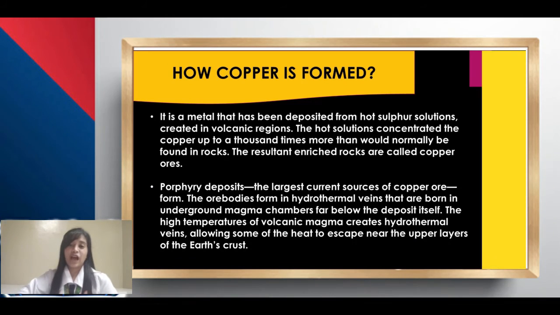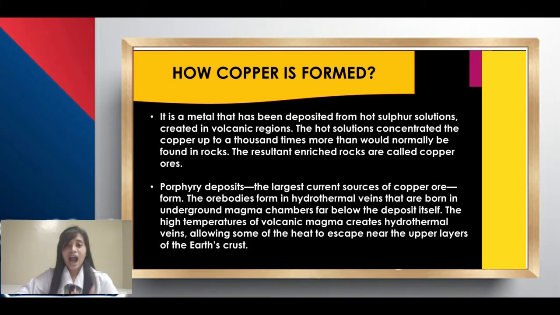So let's proceed on how copper is formed. So copper is formed naturally. It is a metal that has been deposited from hot sulfur solution created in the volcanic region. So the hot solution concentrated the copper up to 1,000 times more than would normally be found in rocks. So the resultant enriched rocks are called copper ores.